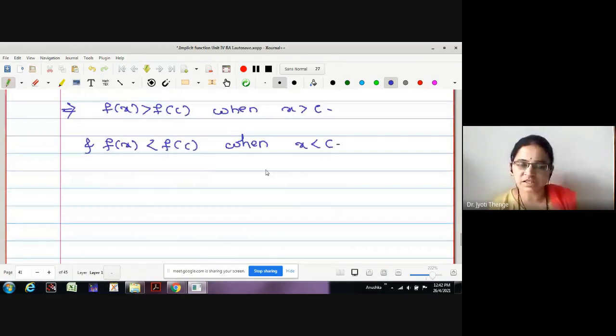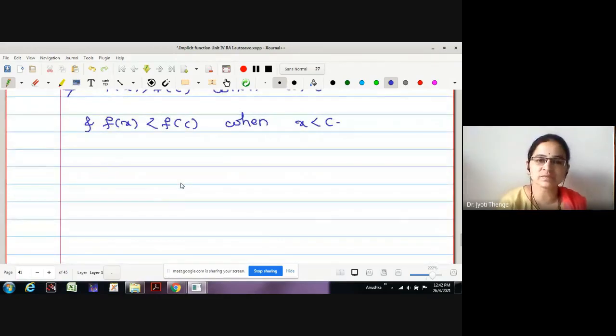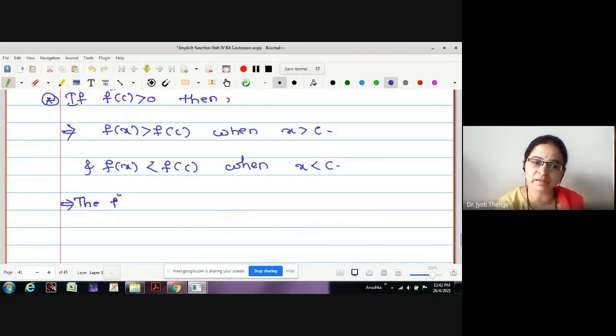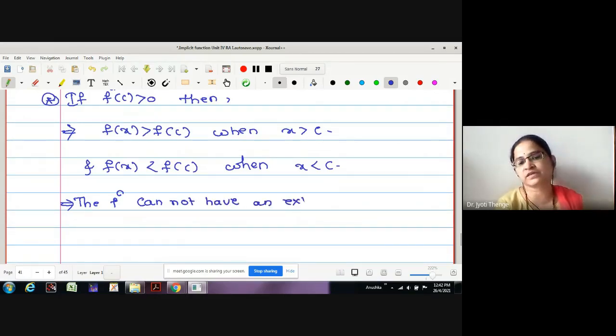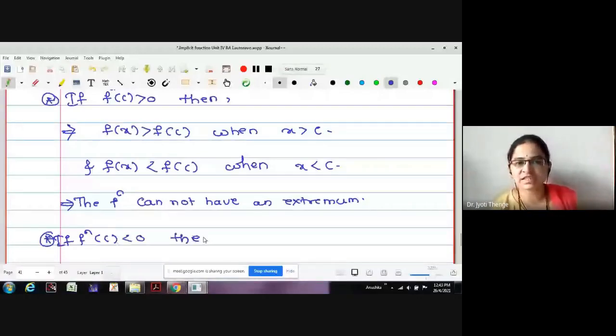Therefore, here in this first case, f is having a local minima. In the second case, f is having a local maxima. That is, the nature totally depends upon the relation between x and c. Therefore, may I say the function cannot have an extrema? I cannot say whether it is maxima or minima at the point. Let me discuss another possibility, the third one: if f^(n)(c) is less than 0. Same will be the case now. Now f^(n)(c) is negative.